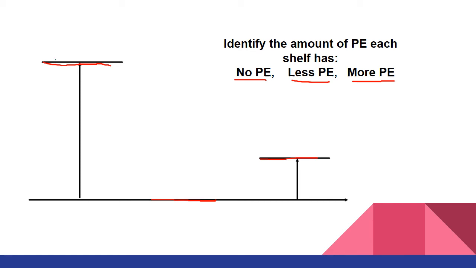So if we look at this high shelf, that has the most height, and so we're going to call that area more potential energy. Since it's higher up off the ground, there is more potential energy. This lower shelf down here, we can say has less potential energy. It's a little closer to the ground. And down at the bottom here, when you're on the ground, there is no potential energy, gravitational potential energy at least. So we can label that as no PE.